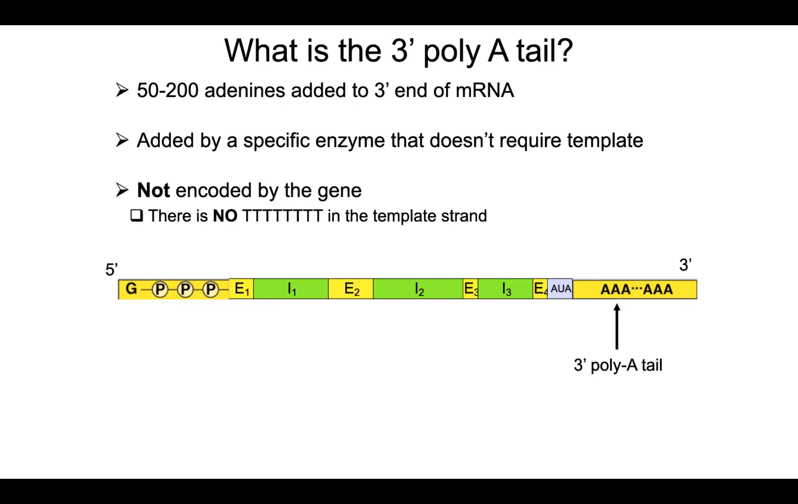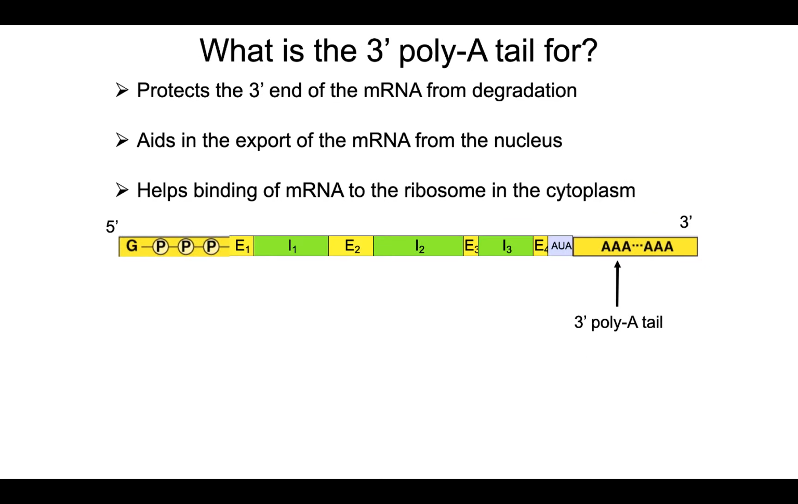Now, on the other end of that RNA, we have the 3' poly A tail. And this is a series of A's, between 50 to 200 A's that are added after transcription is done. It's added to the 3' end. So this isn't something that's encoded within the gene. You won't see within the template strand of a gene T. There's a special enzyme that just adds a bunch of A's to the 3' end of the RNA.